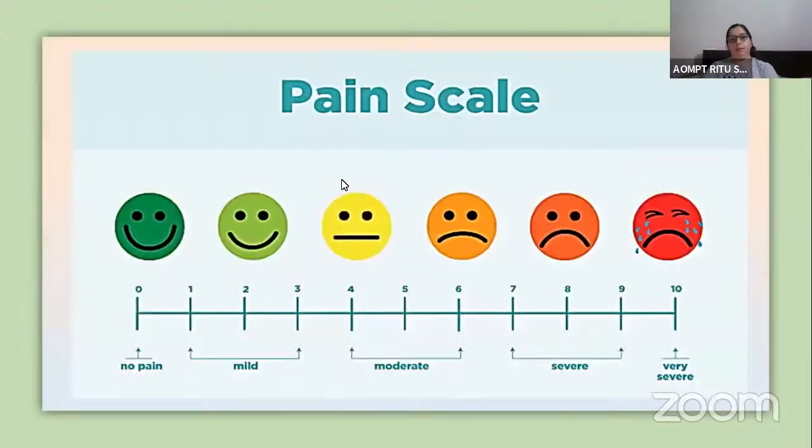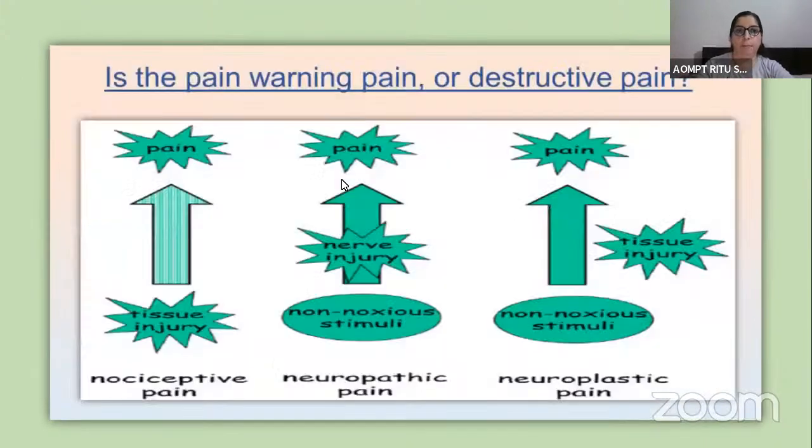And then this is the pain scale which people have made, but we work on a patient-centered approach, where we see how we can improve the functional activity of our patient. That is the main focus of AMPT. And this is the pain warning, and with destructive pain, how tissue injury or noxious stimuli cause the pain, that is the neuroplastic, neuropathic, and the nociceptive pain.